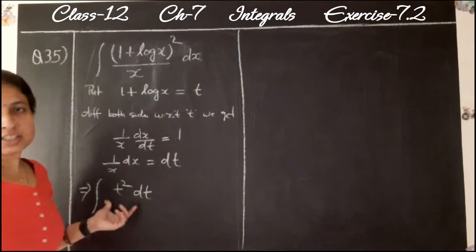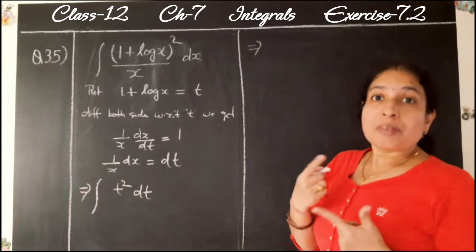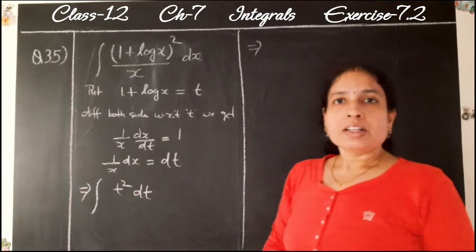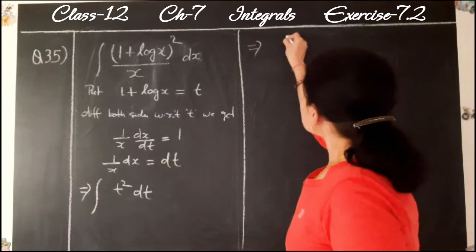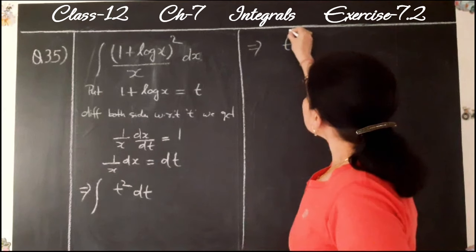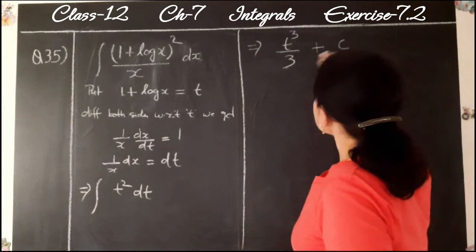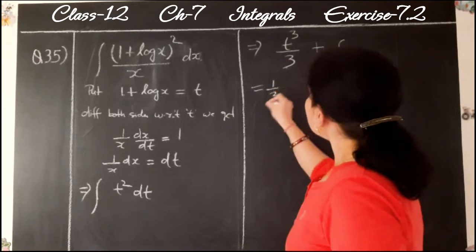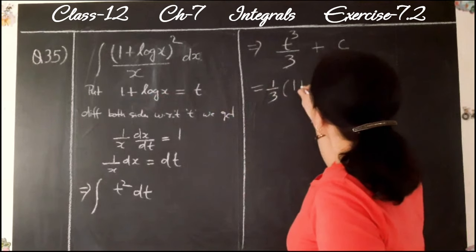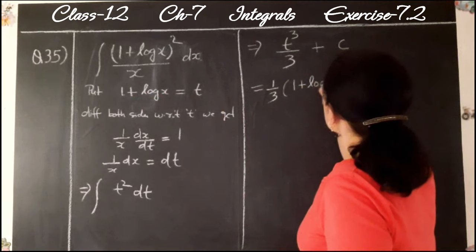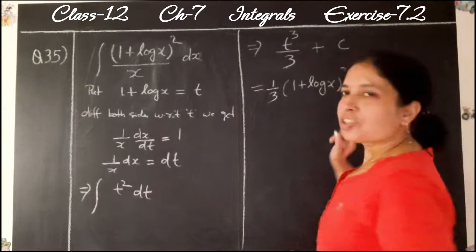Now this one is in standard form. It is in form of integral of x to the power n. What is formula for that? Integral of x to the power n will be x to the power n plus 1 divided by n plus 1. So it will be t, n is 2, so 2 plus 1 is 3 divided by 3 plus write a constant c. Then write 1 by 3, put the value of t. T is 1 plus log x. So it will be 1 by 3 into 1 plus log x whole cube plus constant c. So this is our answer.